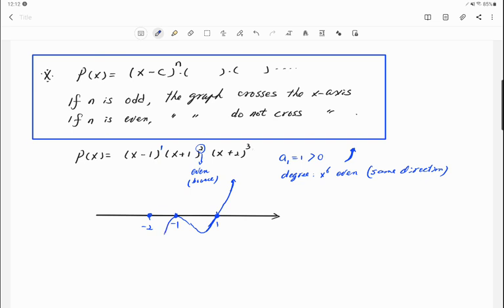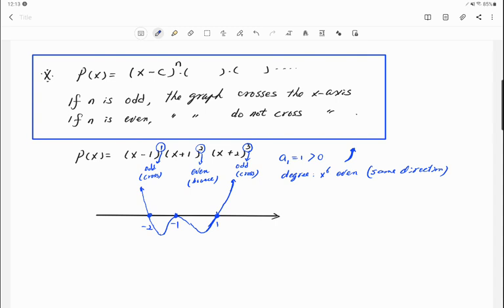All right. And then when x equals -2, the degree is 3, which is odd, then we cross the x-axis. So when x equals -2, we will cross this point, turn at this turning point, and then go all the way up. Cross it. So the graph looks like this.